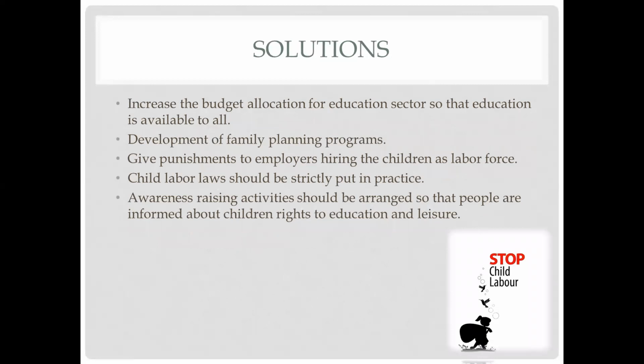Solutions. Even though the laws exist, the condition of law and order in Pakistan is not good, and due to massive corruption, most of the international and national funds never reach the right place. How to overcome child labor? Give punishment to the employers hiring children as a labor force. Our child labor laws should be strictly put into practice, and awareness-raising activities should be arranged so that people are informed about child rights to education, along with the development of family planning programs.